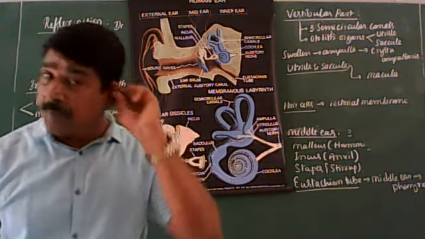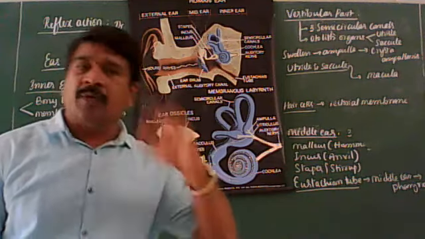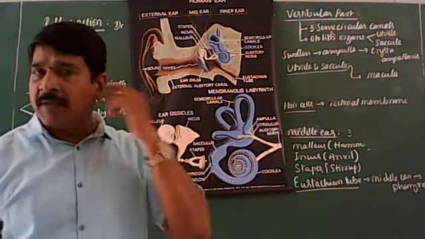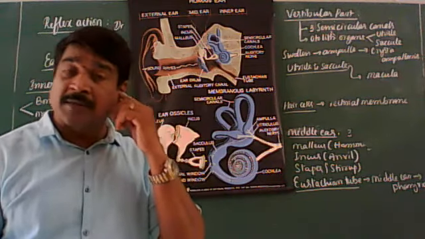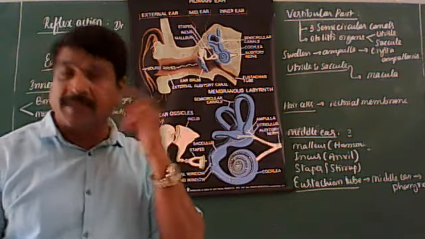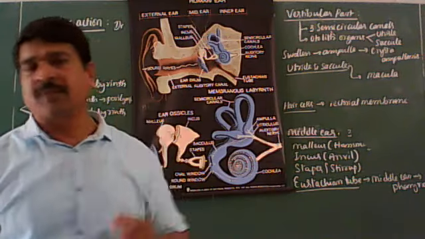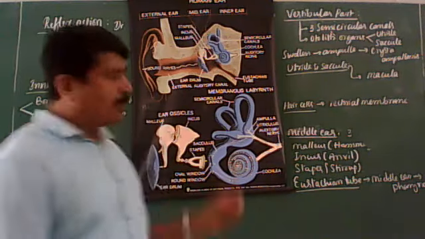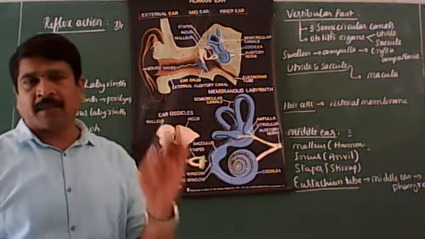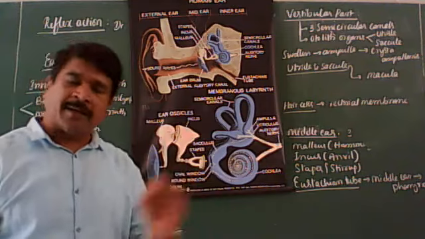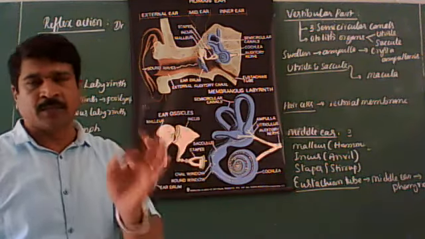External ear has a pinna and external auditory meatus. Pinna receives the vibrations in the air which produce sound. Clear? Then the external auditory canal or meatus continues up to the tympanic membrane, also called the eardrum. Tympanic membrane is made up of connective tissue and covered with skin. Clear? The middle ear has three tiny bones called ear ossicles: malleus, also called hammer; incus, also called anvil; and stapes, also called stirrup, the smallest bones in the human body.